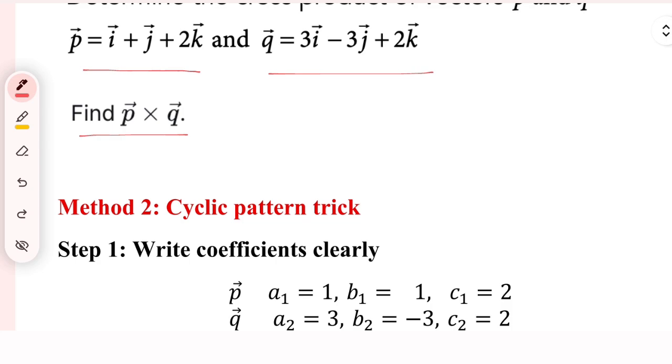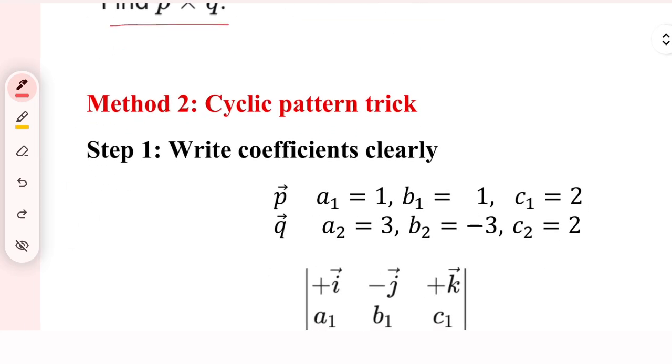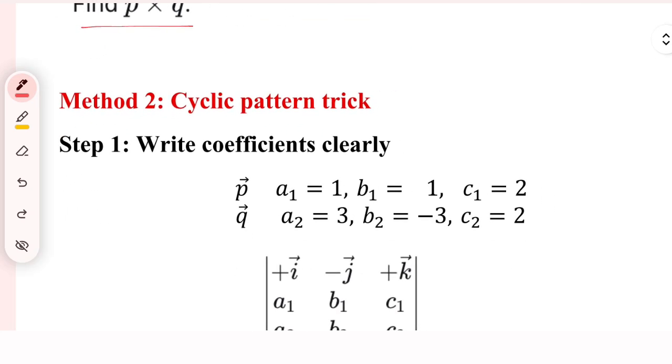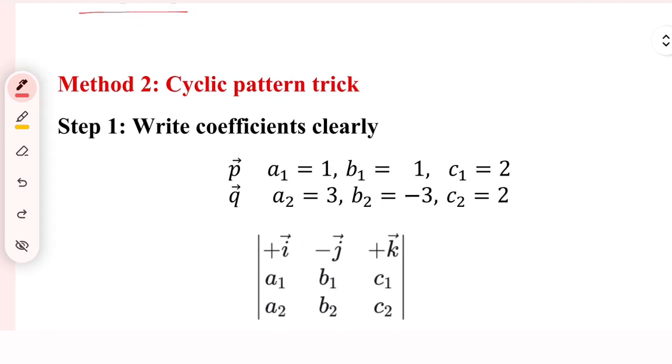All right, so here's the method. It's a method that I would introduce to you. It's called the cyclic pattern trick. This is a trick that will help you solve this multiplication of vectors.